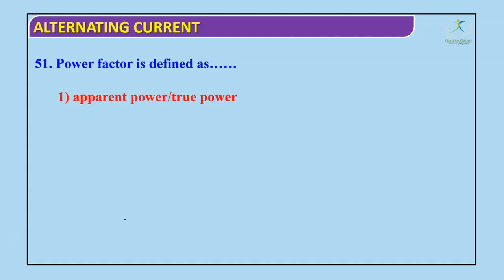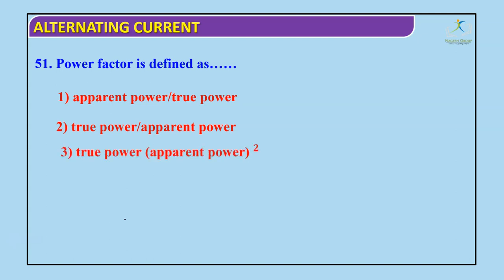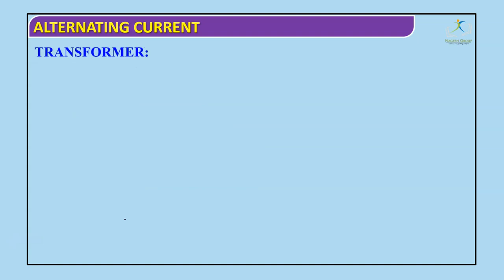Power factor is defined as: apparent power divided by true power is the first one; true power divided by apparent power is the next one; or true power multiplied with the apparent power. So this is a formula, and the correct formula for this question is true power divided by apparent power.